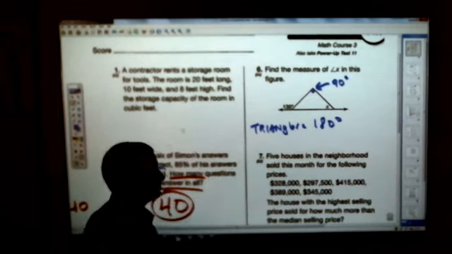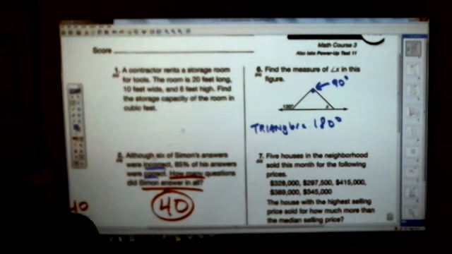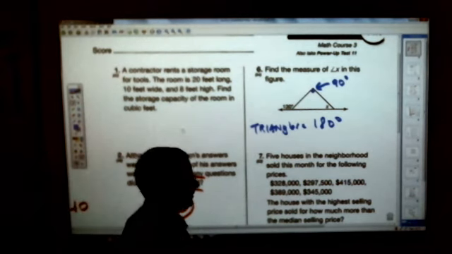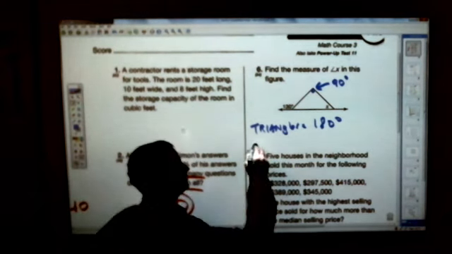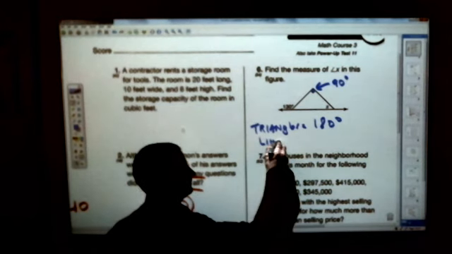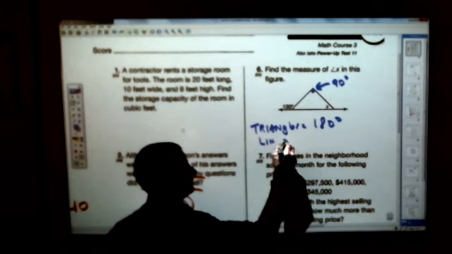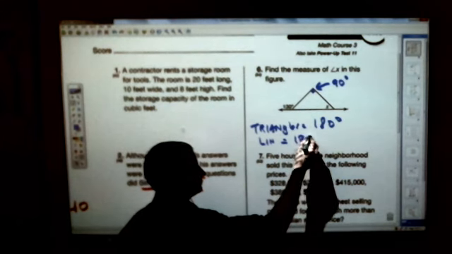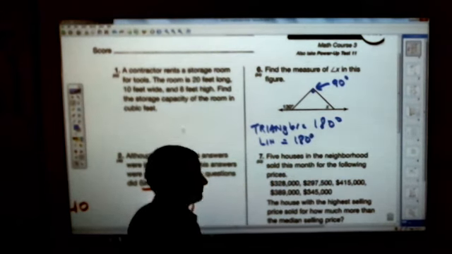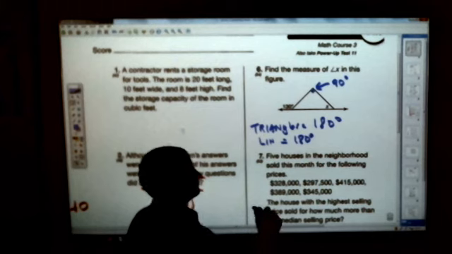You cannot, as did the other class, just look at something and go, oh, well, those look equal, so I can just pretend they're equal. You don't know that, but you can figure out what they are. The second thing you need to know is that a straight line is 180 degrees as well.